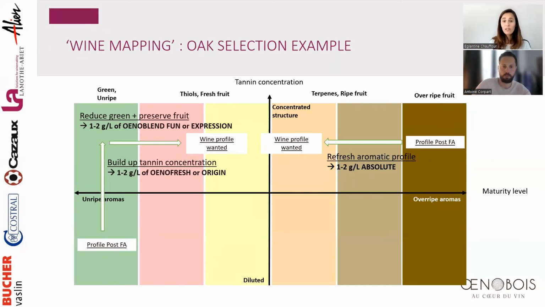So feel free to email me at the end of this presentation, or feel free to call me and we can talk about where your wine is and do this exercise to understand really which type of oak you can use. The question between staves and chips will be mostly about how much time you have in front of you and how much complexity you want to bring to your wine.